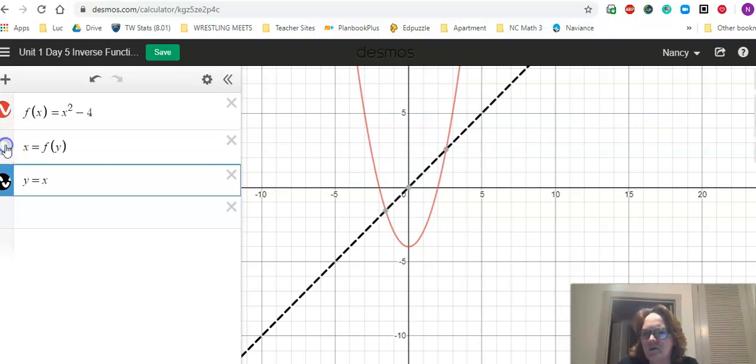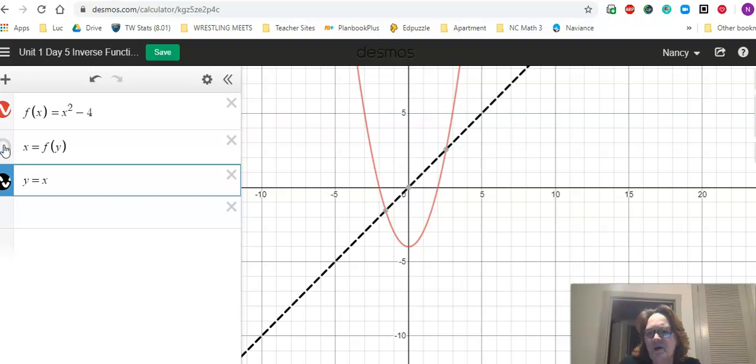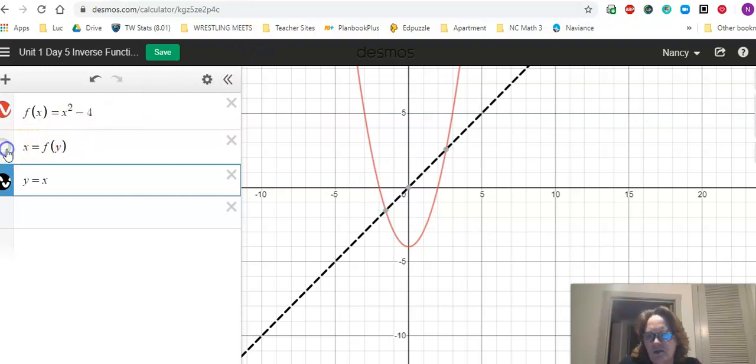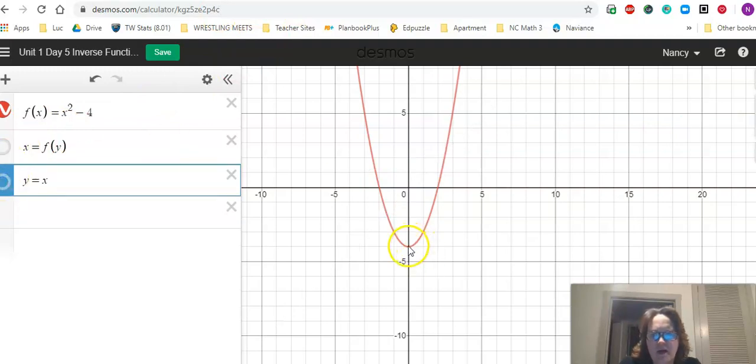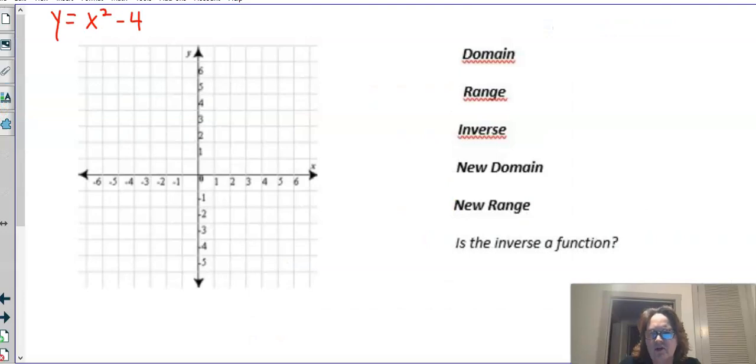Let's look at just the red one. When I make the green one visible, the red one hasn't flipped upside down, but it has reflected across that dotted black line. Now I can look at some points. I'm going to make the green and the black invisible again. I can look at some points, 0, -4, -2, and 2, and just graph those points.